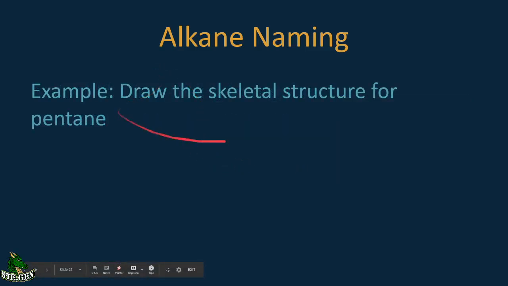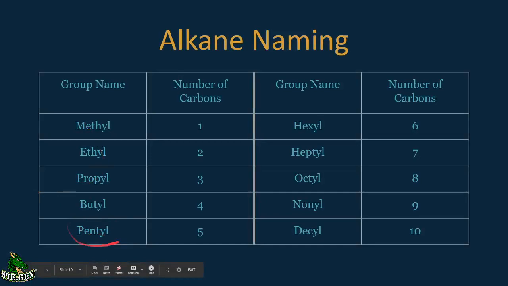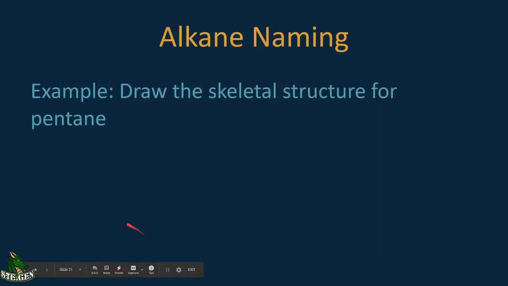So I could also then ask a question of draw the skeletal structure for pentane. If we look back here, pentyl means that it has 5 carbons, and then ane means there's only single bonds between them. So you would just draw 5 carbons attached to each other.